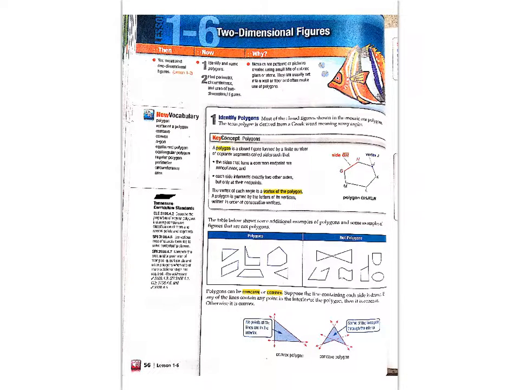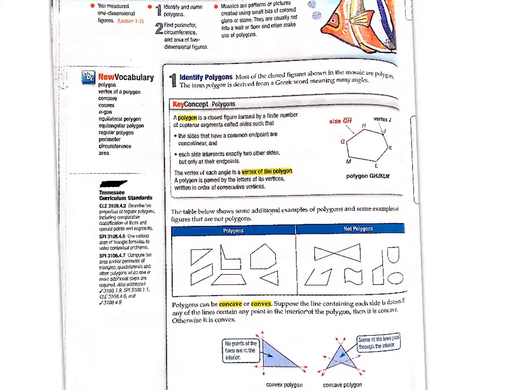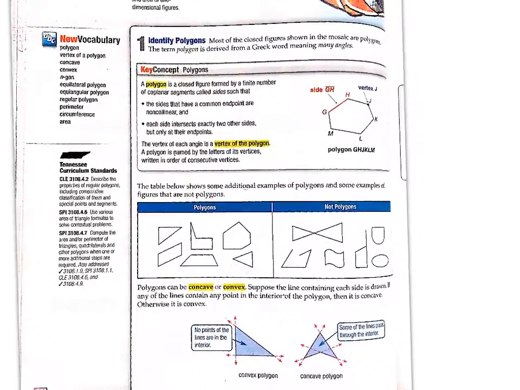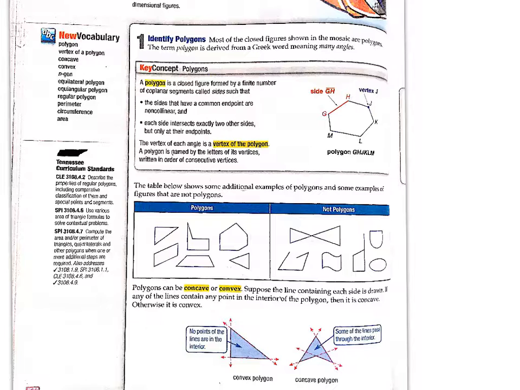And this is going to be a combined lesson with 1.6 and 1.7. So as you can see from the title, 1.6 deals with two-dimensional figures. Again, there's some vocabulary here. Just like in geometry, there's tons and tons of vocabulary. But when you look at a polygon, it's just a closed figure.